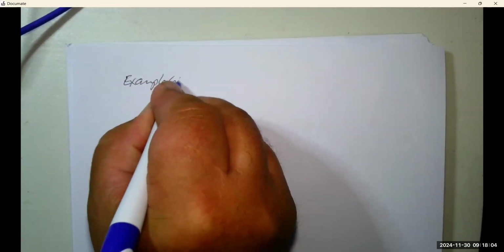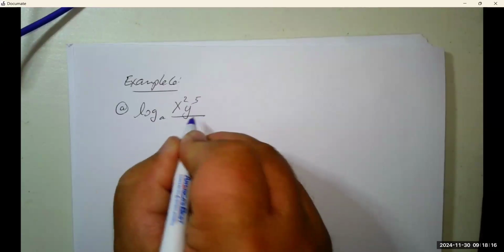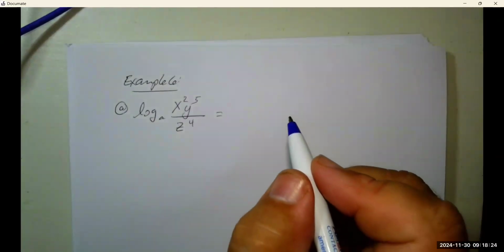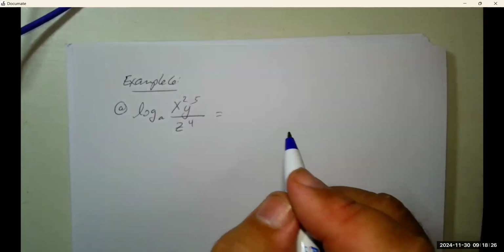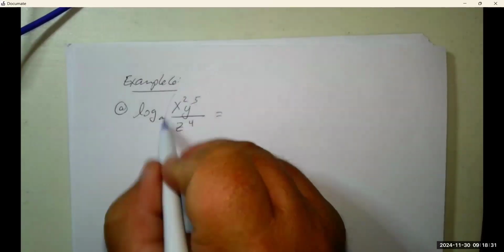All right, so here's an example. Let's look at these. Example 6A. We're going to use these properties and expand these examples. x squared, y to the 5th, z to the fourth. I'm going to do it two ways. You're going to use the rules, and then I'll show you a shortcut. So that is one equation with a log.